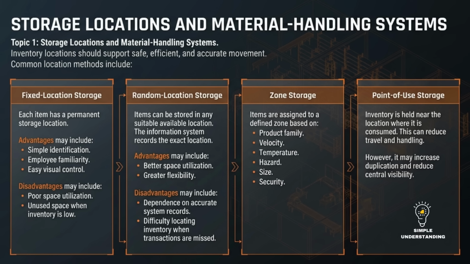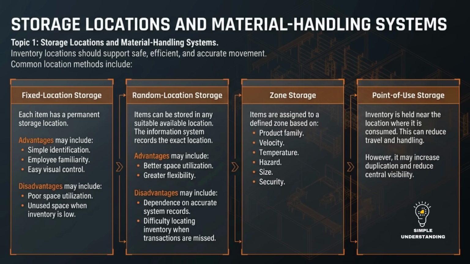Inventory locations should support safe, efficient, and accurate movement. Common location methods include fixed location storage. Each item has a permanent storage location. Advantages may include simple identification, employee familiarity, easy visual control. Disadvantages may include poor space utilization, unused space when inventory is low.